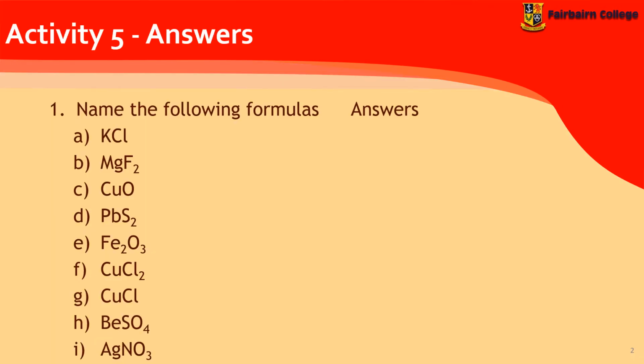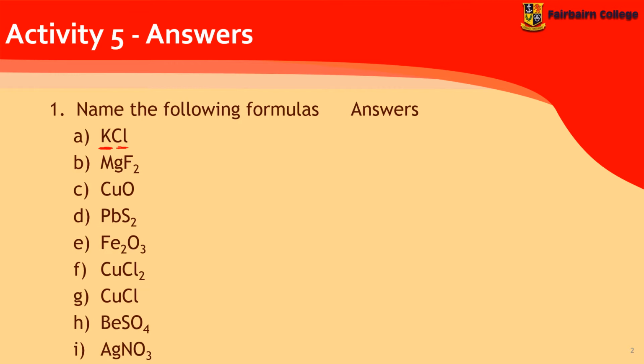But first, let's look at the questions that you had to answer from the previous video. So you had to give the name of the following chemical formulas. In this first one, we have KCl. Now K is a bit of a tricky one since the symbol is not the letter that the element starts with. So K is for potassium and Cl for chlorine.